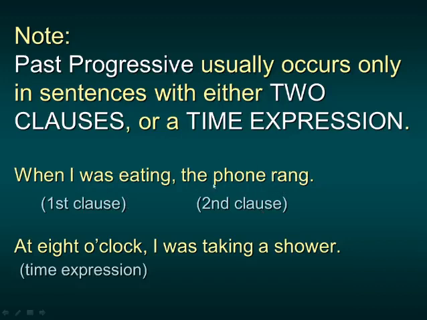So here are the two clauses. The first one is: when I was eating, the phone rang. So in past progressive, that means past continuous, two clauses will happen or a time expression. At 8 o'clock I was taking a shower. Time expression. At 8 o'clock I was taking a shower.